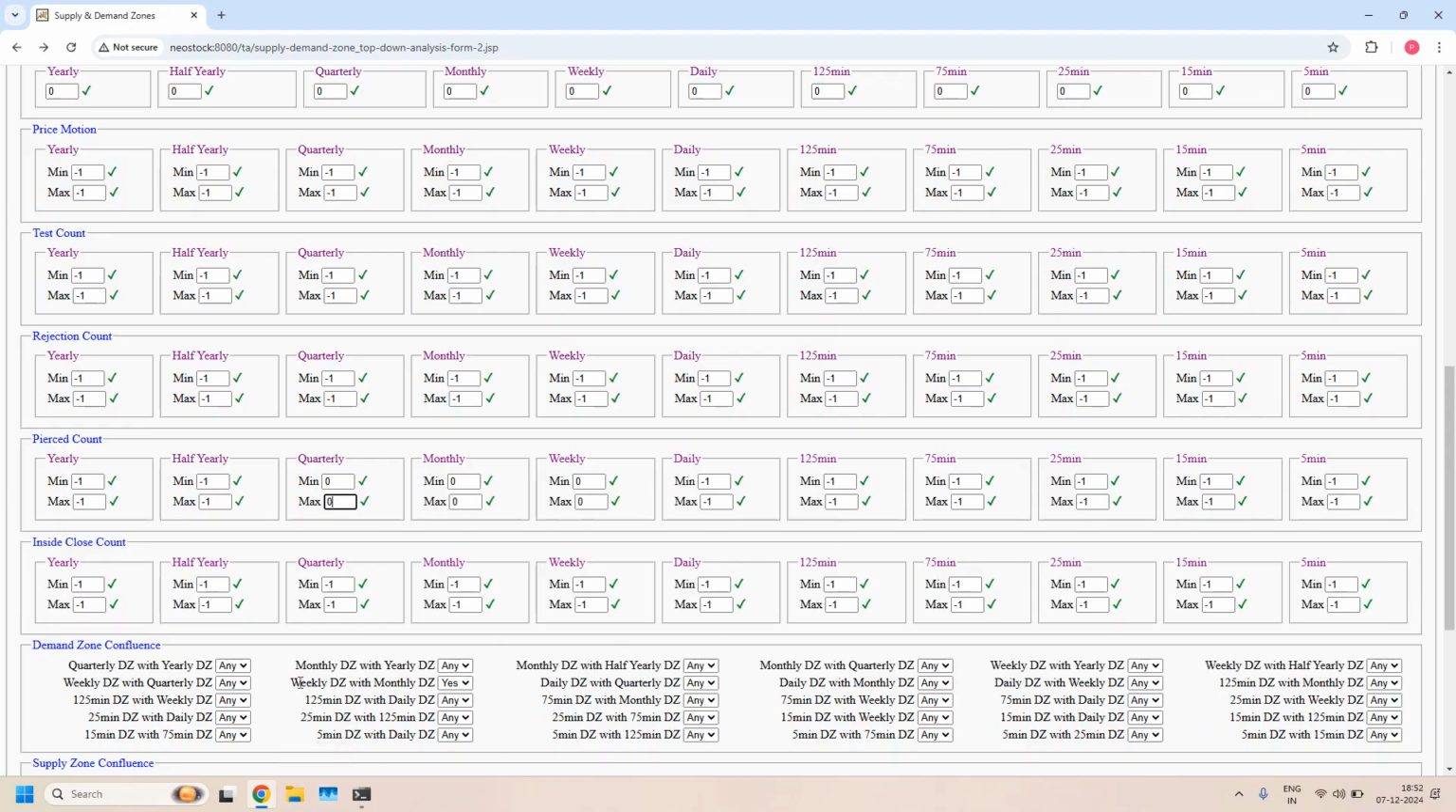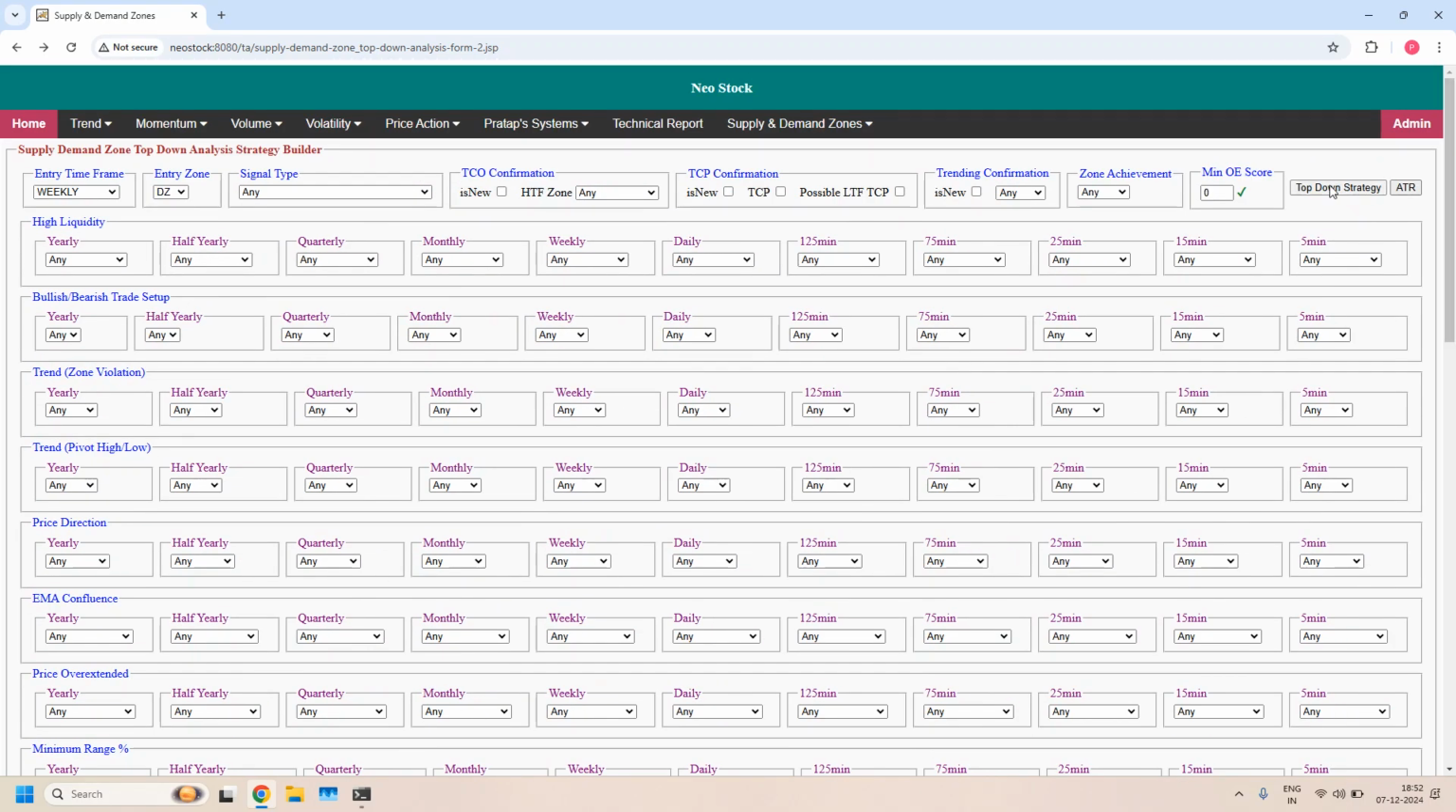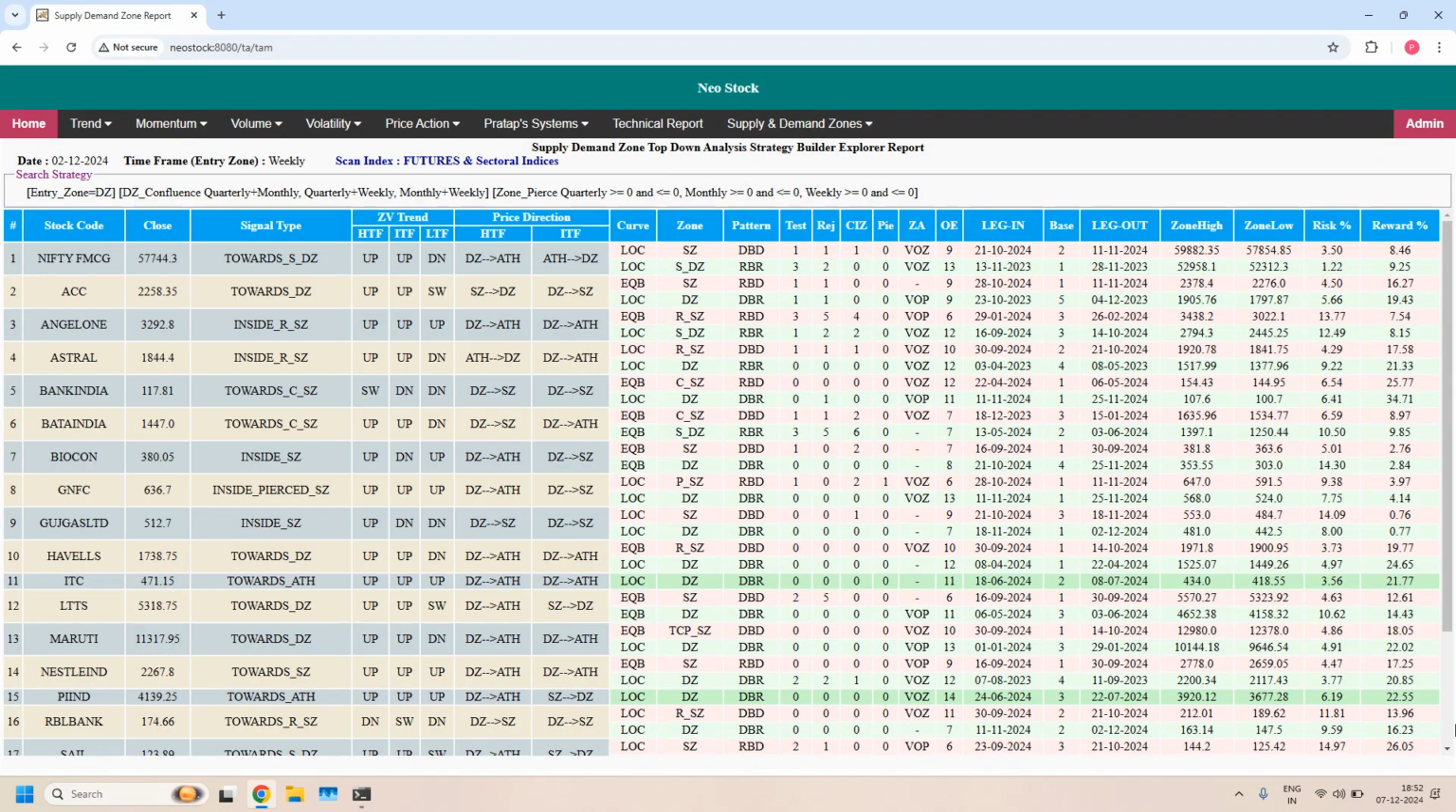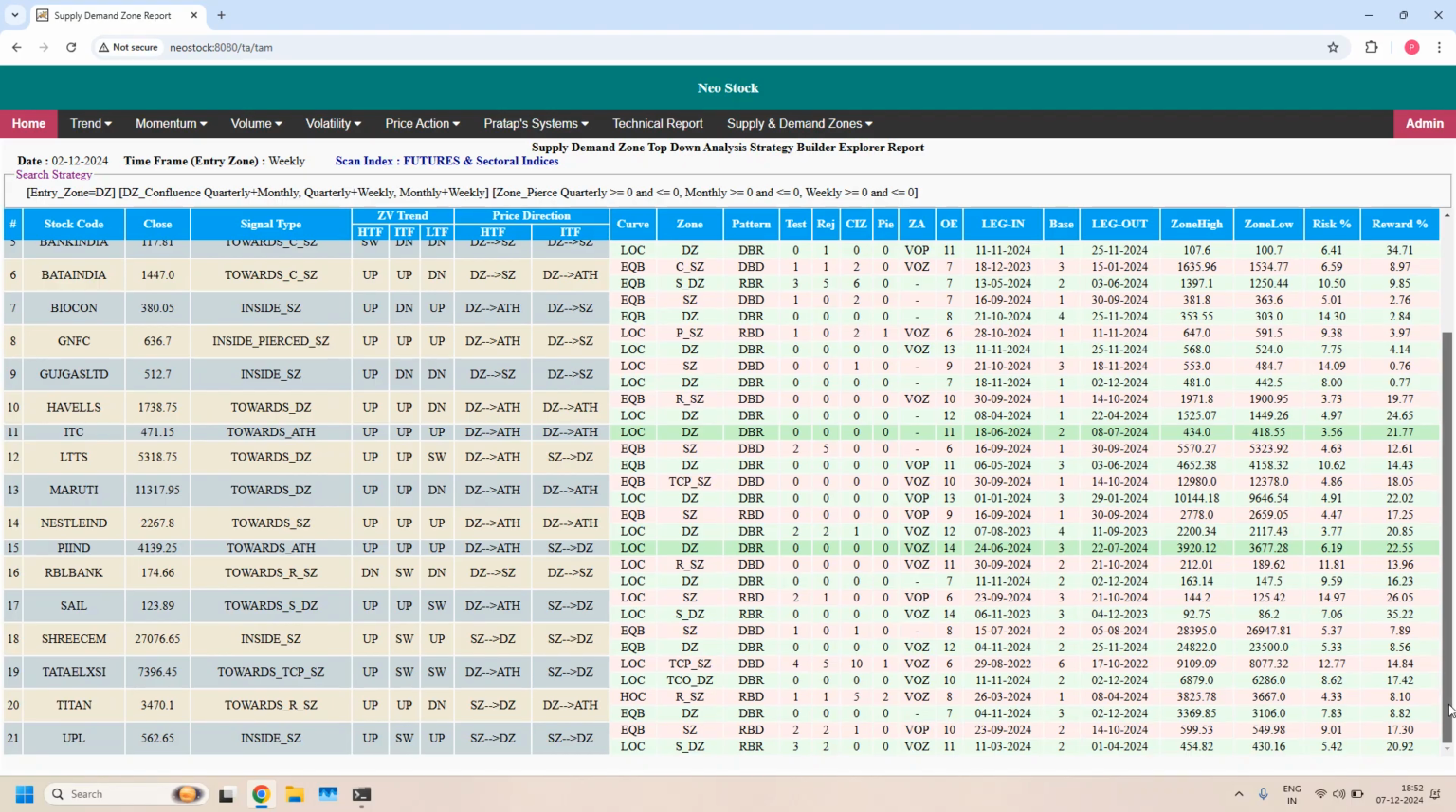Only one filter is enabled here, weekly with monthly zone confluence. Next, weekly demand zone with quarterly demand zone confluence is also enabled. Next, monthly demand zone with quarterly demand zone confluence filter is also enabled. Now, with all three filters, the list is reduced. Earlier you got some 54 stocks, right? And now you got around 20. Let me scroll the list down, you got only 21 stocks.